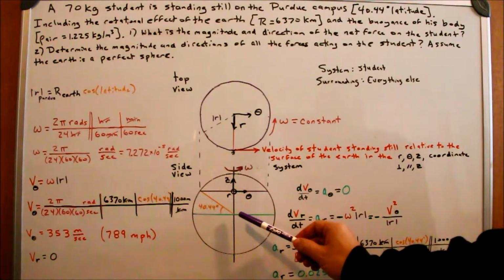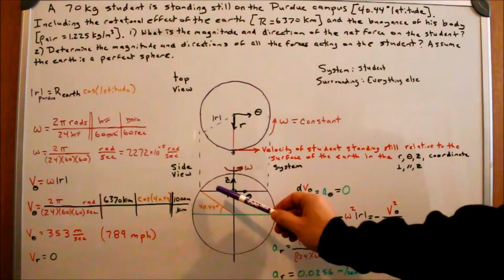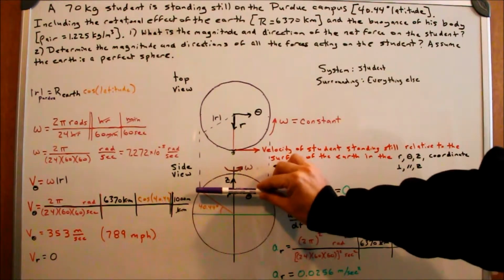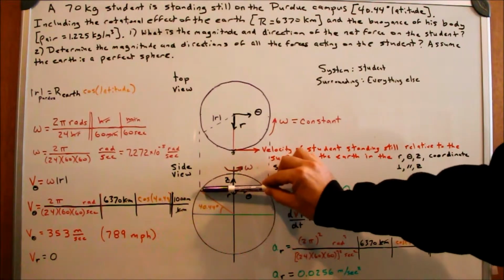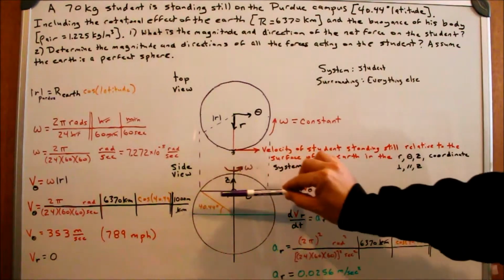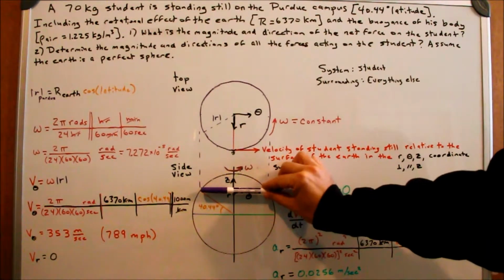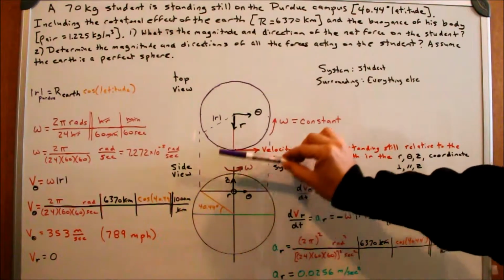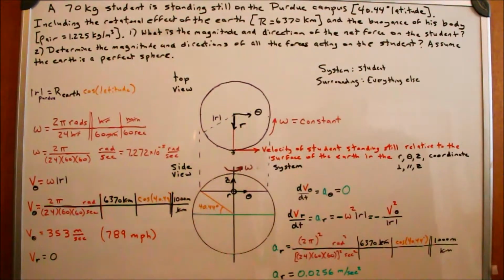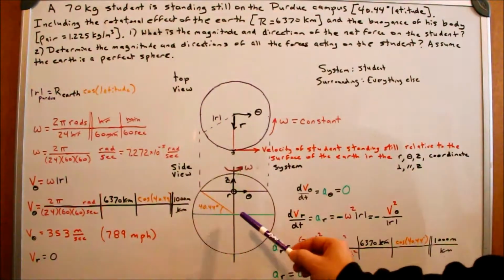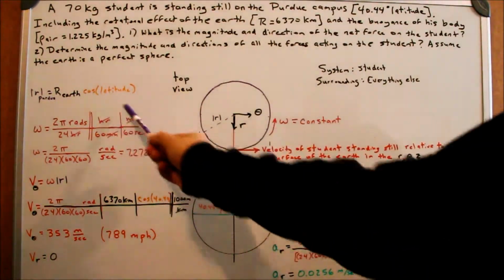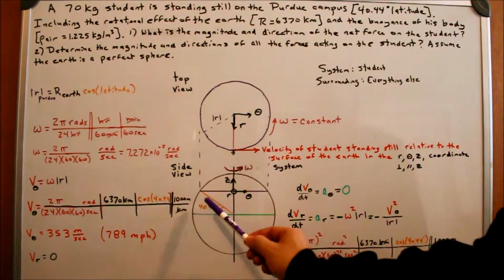This person is just rotating along this circle, perpendicular to the central axis at that elevation. One question is, what's the radius at that position? Well, from trig, the radius is just the radius of the Earth times the cosine of the latitude.